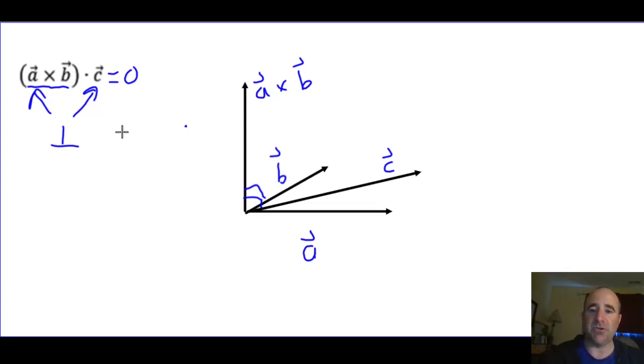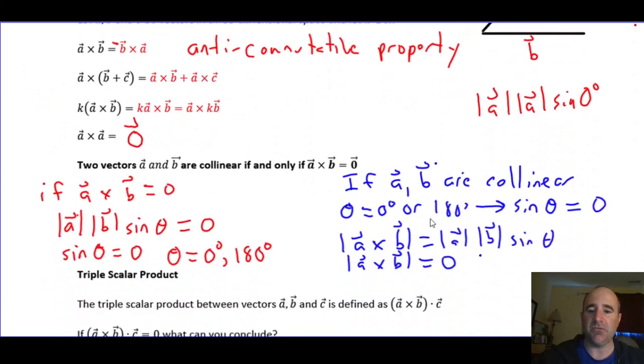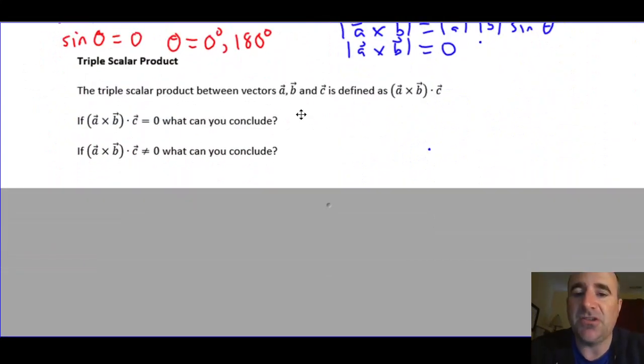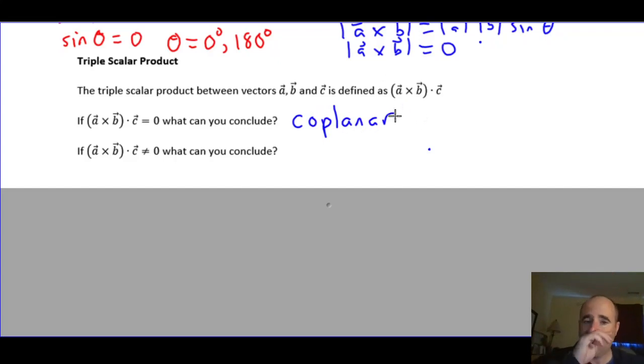So these three vectors can be drawn in the same plane, and the conclusion we make here is that they're called coplanar. Can be drawn in the same plane is coplanar. Kind of like collinear, but can be drawn in the same plane. Any two vectors, by the way, are coplanar. Any two. Three may or may not be.